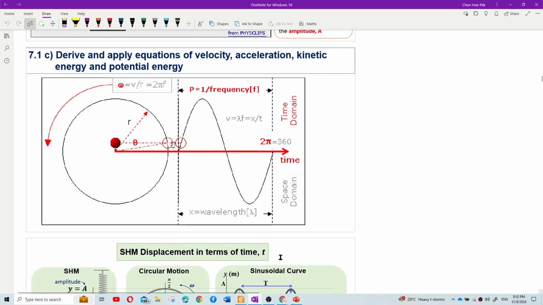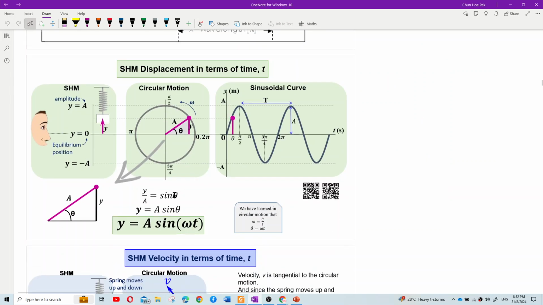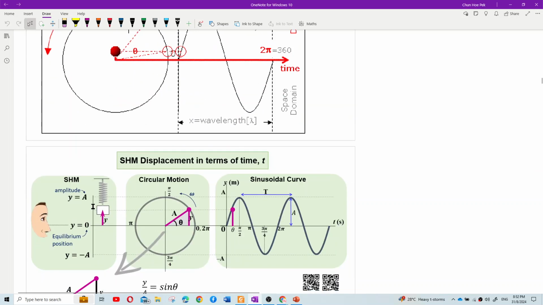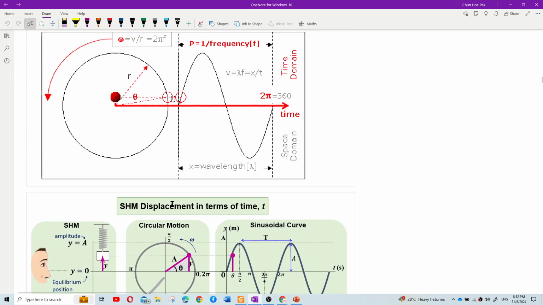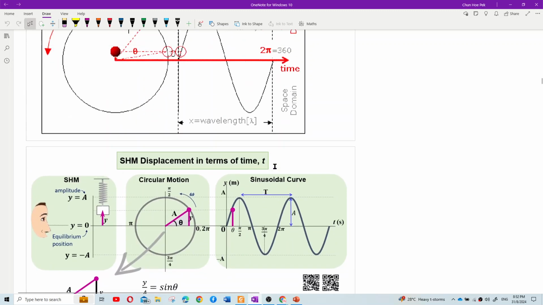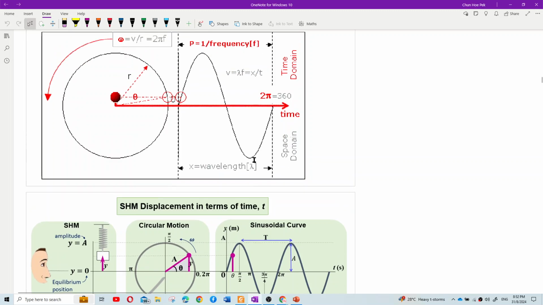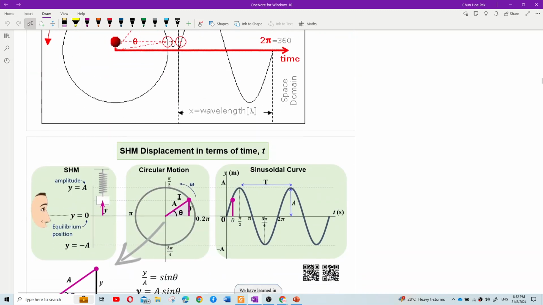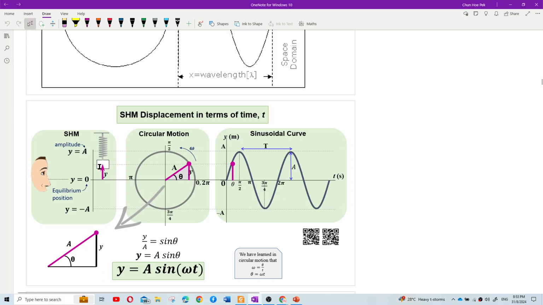Okay, yeah. This is what it means here. You see, just now you can see the red ball. The red ball refers to this mass lah, the spring mass, and then you can see the circular motion refers to this circular motion, and you can see the sinusoidal curve. So this whole thing is like this tree diagram. So they are at the same position all the time.